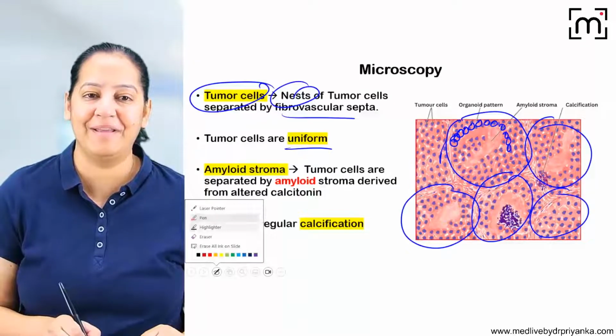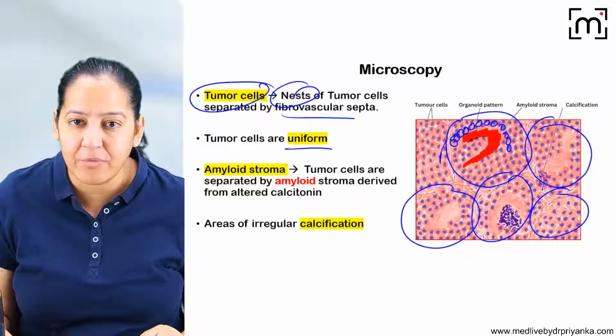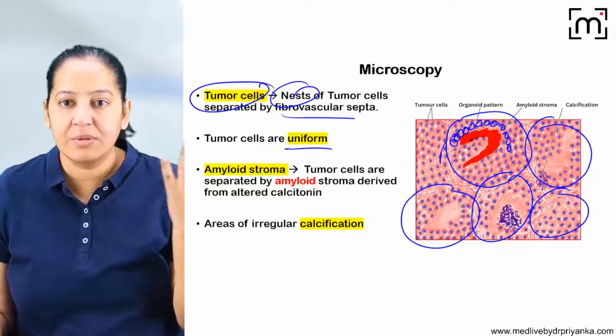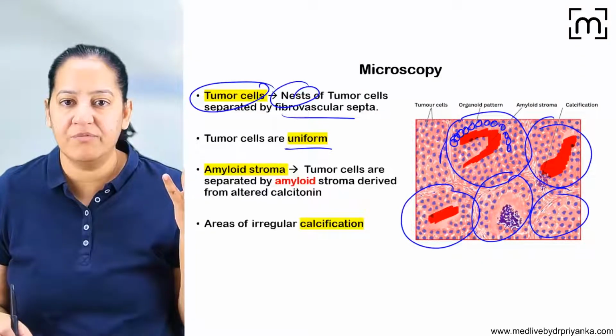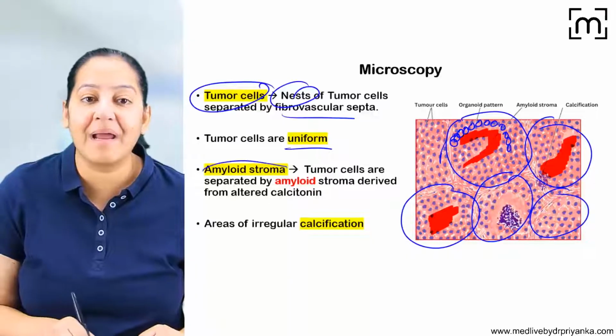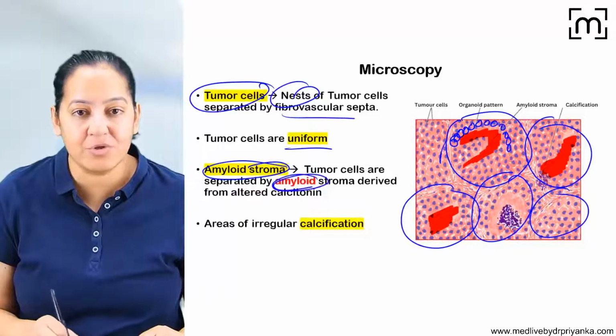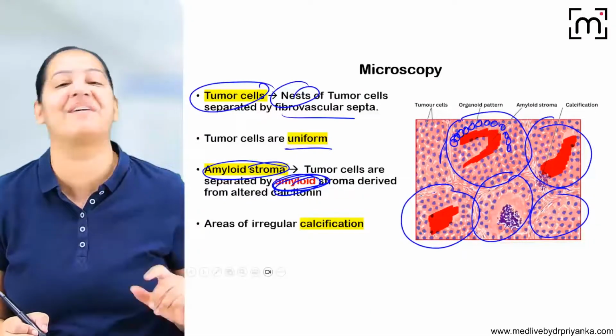Can you appreciate the background here? Let me highlight the background. Can you see something pink color deposit in the background? So this is eosinophilic acellular pinkish background. So what is this thing? It is known as amyloid. So that is amyloid stroma. That is something unique in medullary carcinoma of thyroid.